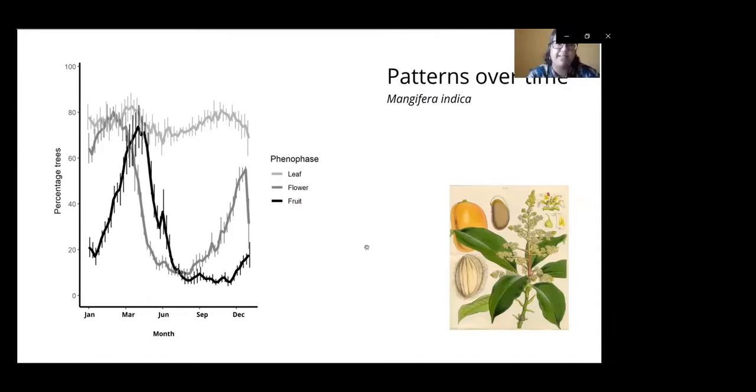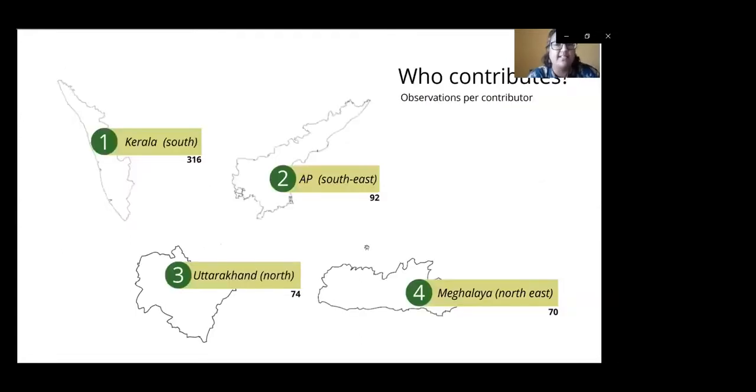Now, the temporal pattern of seasonality can be affected by where the information is coming from. And in SeasonWatch, there is a spatial bias in the observations that come in. For example, the southernmost state of Kerala in India contributes 3 times more information than other states that contribute information from India. So there's this south bias in the data that comes into SeasonWatch. And this in turn affects the temporal seasonality patterns that we observe for species.